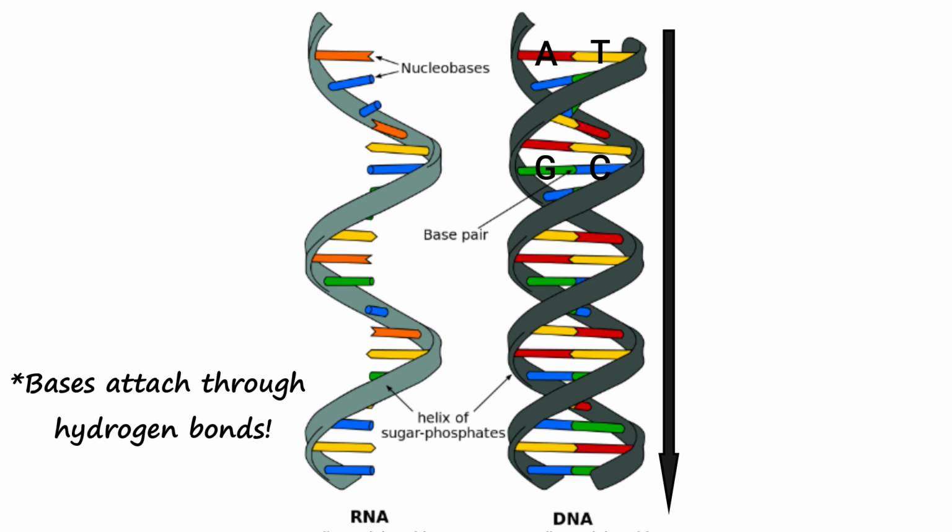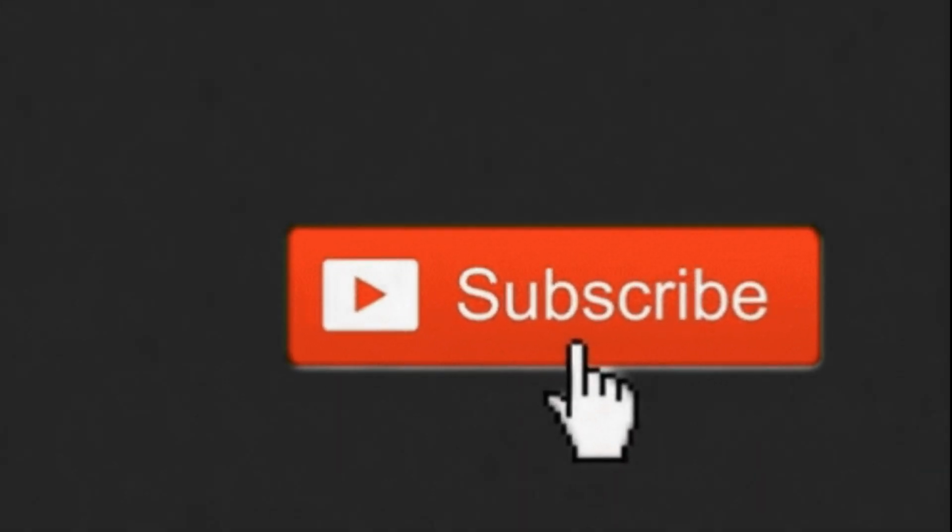A purine with a purine would be too short for the DNA gap, and a pyrimidine with another pyrimidine wouldn't fit in the gap.